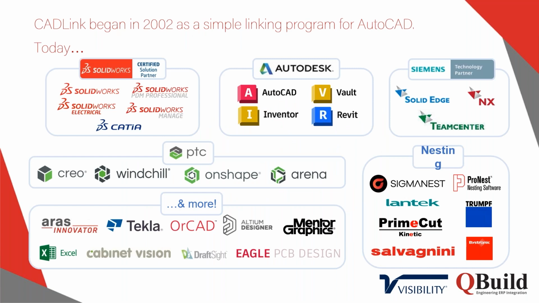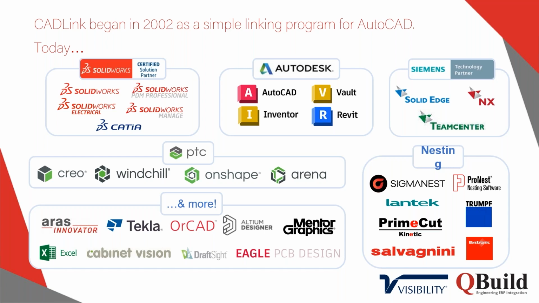So let's talk about CADLink. And CADLink was actually the first product or solution that QBuild developed. It was developed by our founder and owner back in 2002 when he was working as an engineer at a manufacturing company. And at the manufacturing company, he was doing a lot of manual data entry and thought, why do I need to do this? I can simply automate this. So that's how CADLink was born, as a simple linking program between AutoCAD and his ERP at that time.